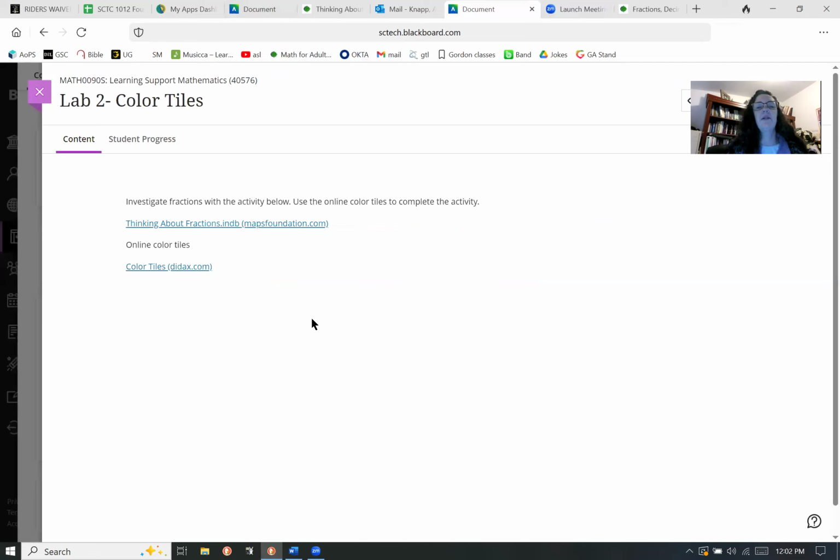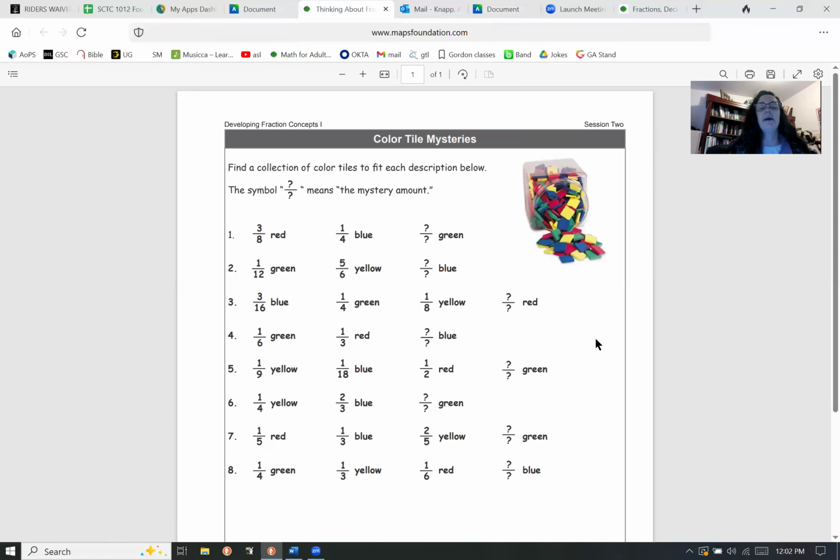If you click on the lab, this is where you get the handout. And if you want to use the online color tiles, they are here. So here we have the handout, and it says find a collection of color tiles to fit each description below. The symbol question over question means the mystery amount. So we need to find a collection that's 3/8 red, 1/4 blue, and some greens, so it completes the collection of 8 tiles.